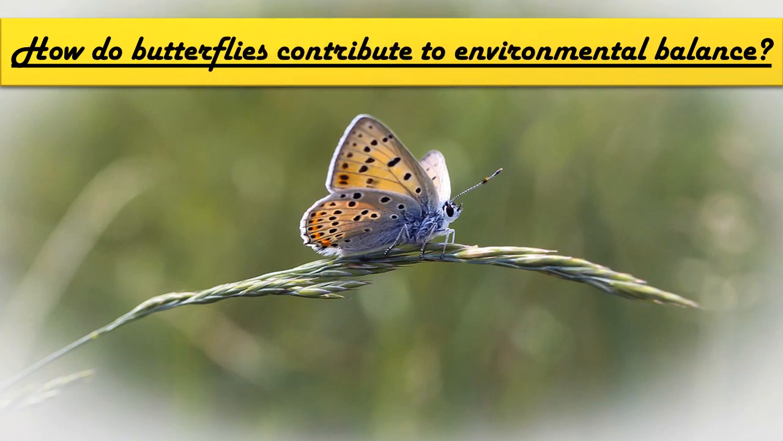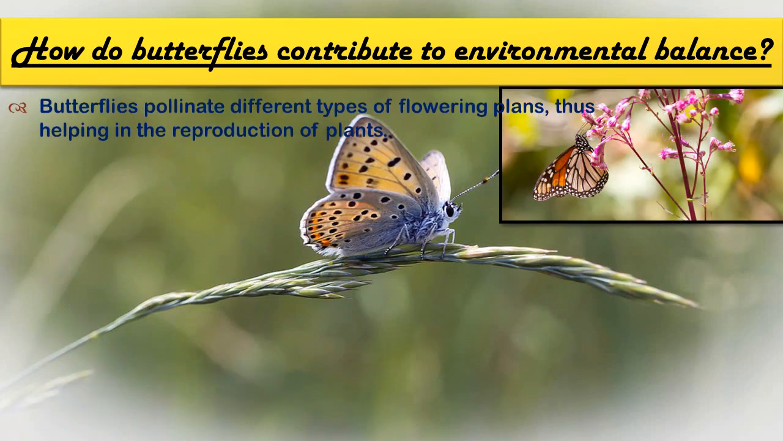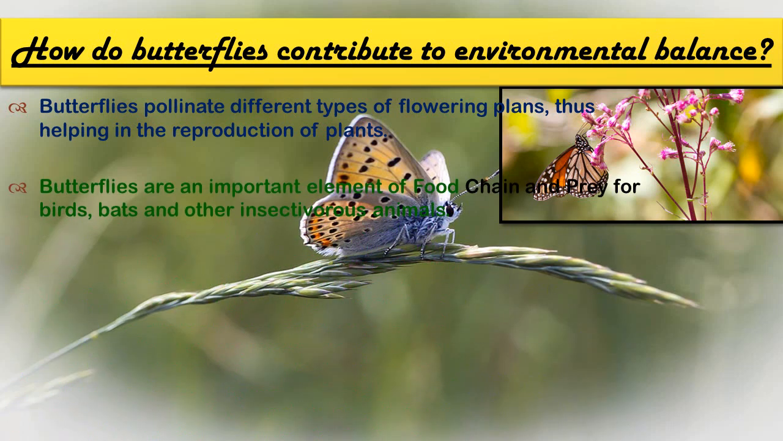Now let's answer one question. How do butterflies contribute to environmental balance? First of all, student, butterflies pollinate different types of flowering plants, thus helping in the reproduction of plants. This is the process of pollination. Butterflies transfer pollen from one flower to another for the reproduction of plants, and butterflies are an important element of the food chain and prey for birds, bats and other insectivorous animals. That means birds, bats and other animals or organisms feed on butterflies.